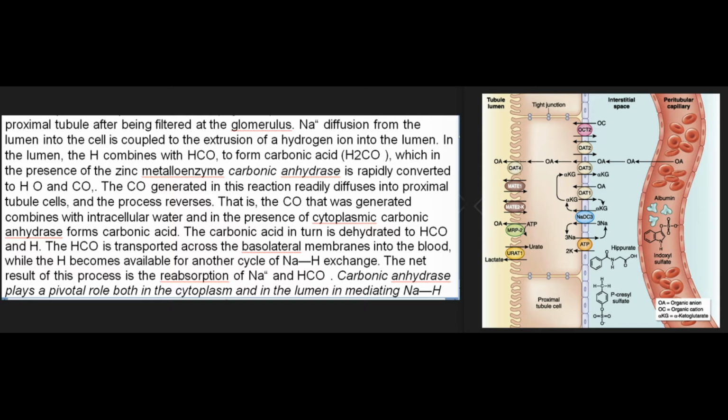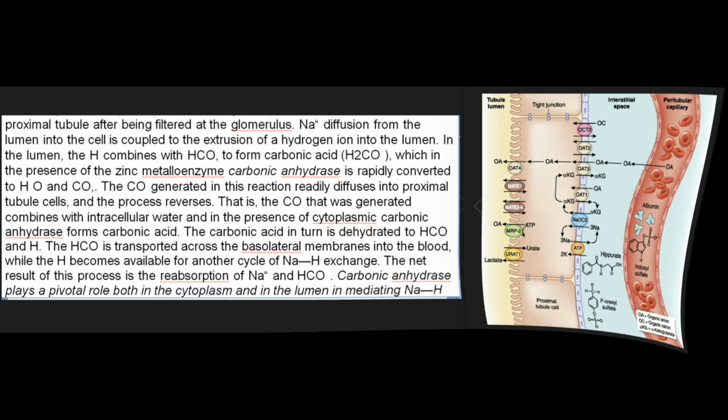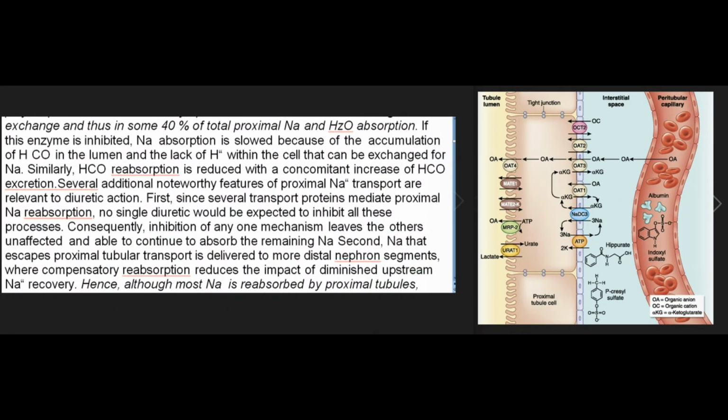Carbonic anhydrase plays a pivotal role both in the cytoplasm and in the lumen in mediating Na-H exchange and thus in some 40% of total proximal Na and HCO3 absorption. If this enzyme is inhibited, Na absorption is slowed because of the accumulation of HCO3 in the lumen and the lack of H within the cell that can be exchanged for Na. Similarly, HCO3 reabsorption is reduced with a concomitant increase of HCO3 excretion.